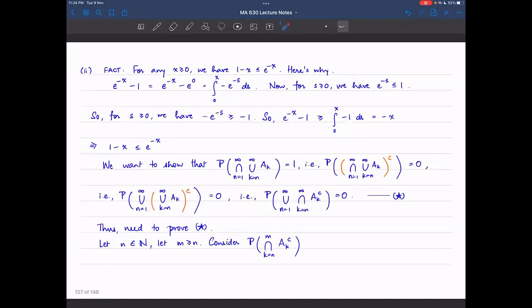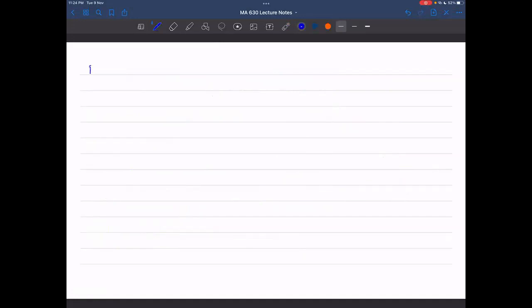And so I'll leave it to you to check that the probability of the intersection of these is going to be the product of the probabilities. All right. So by independence, what I'm going to have is the probability of the intersection, k going from n to m, of Ak complement. Actually, let me take this to the next line.